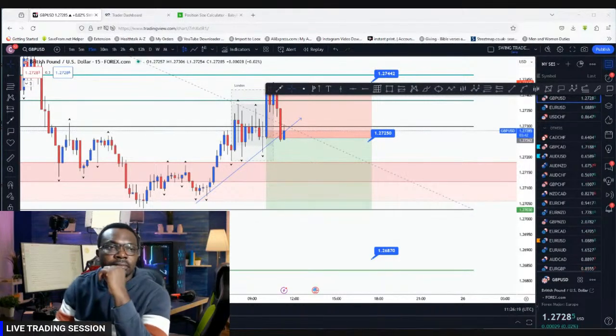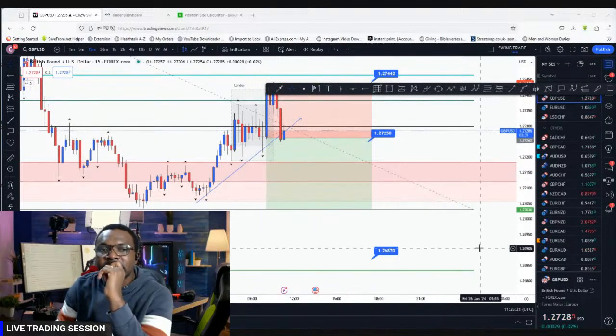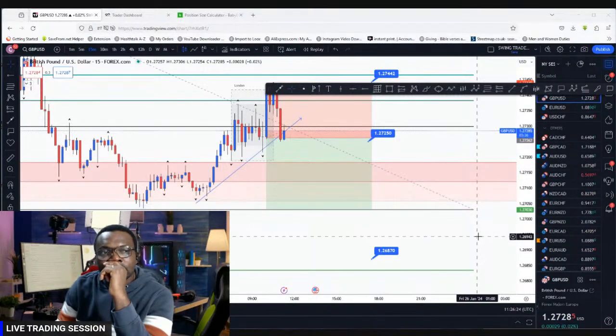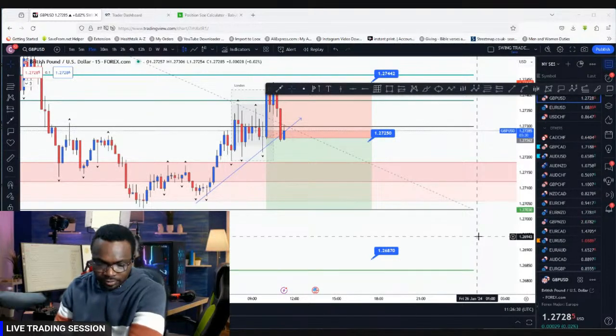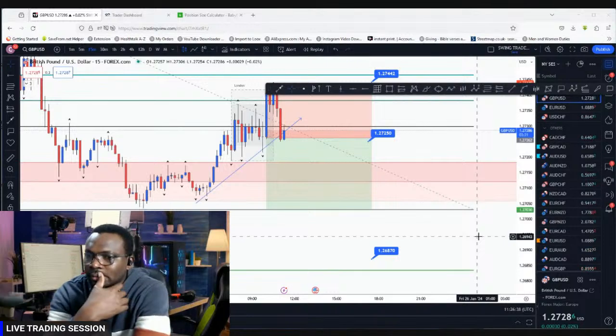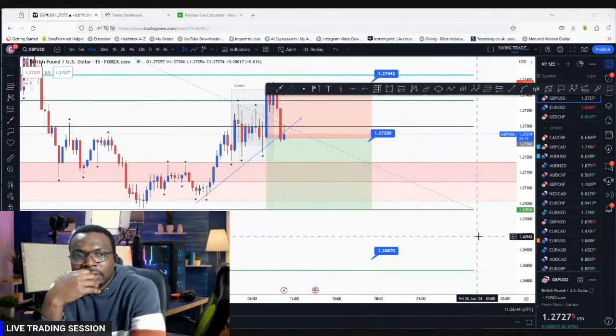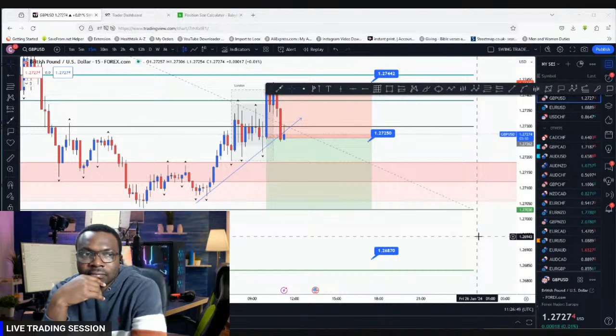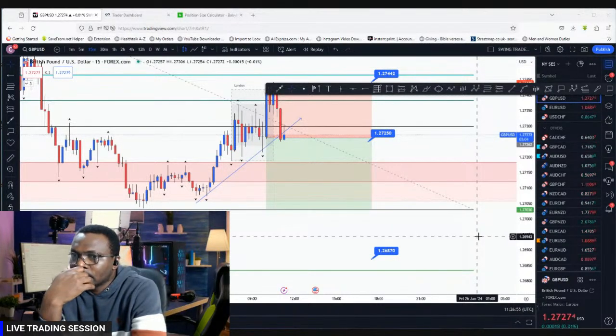All right, guys. We're still within that candlestick. Here we go. Candle shrinking now. It's shrinking.